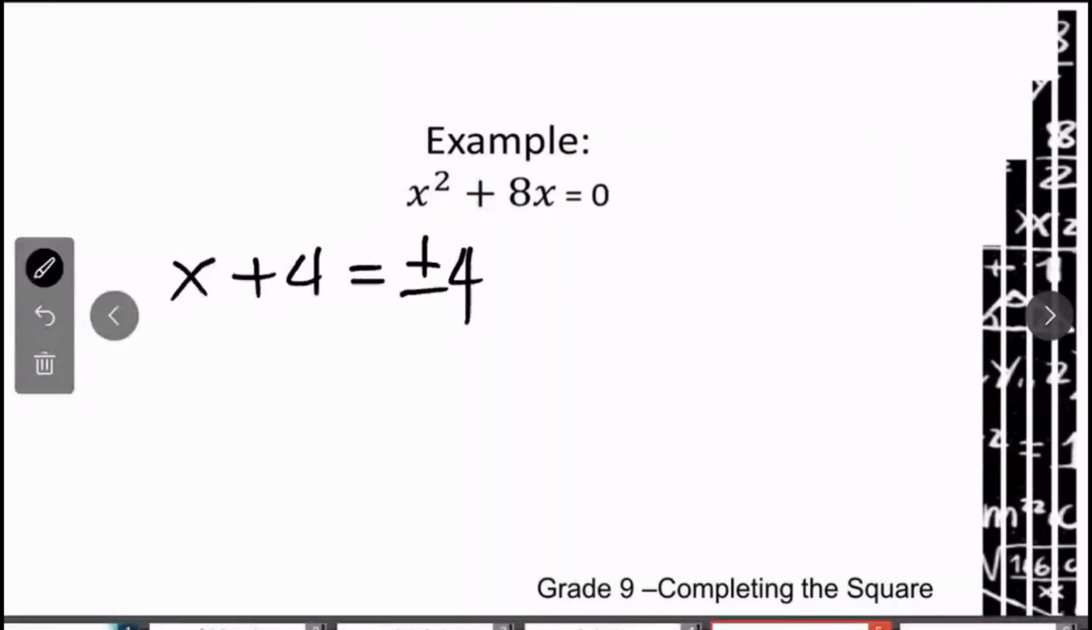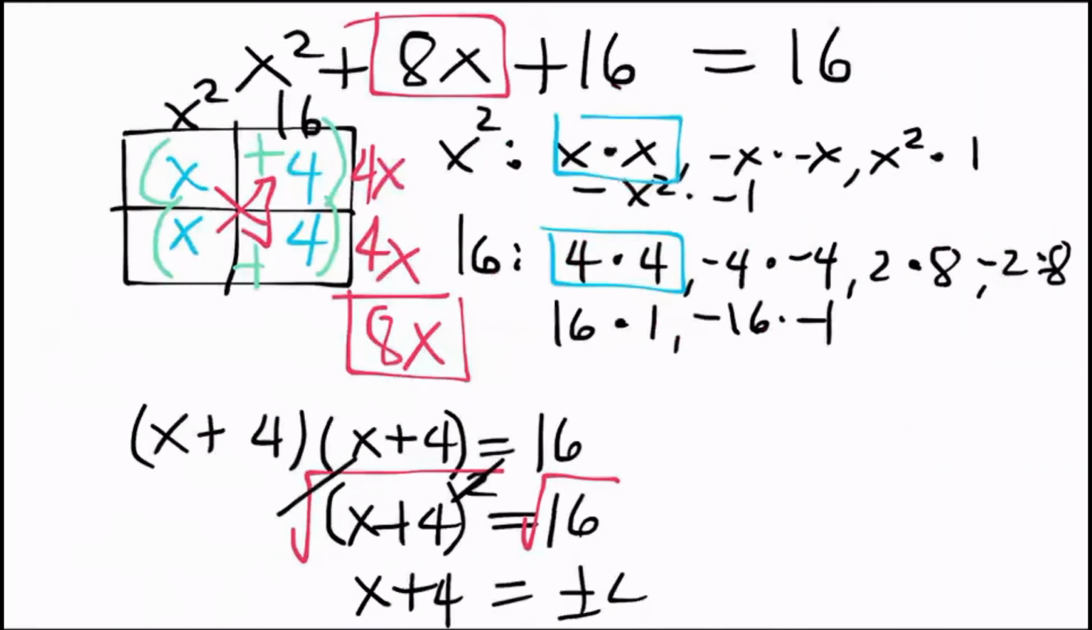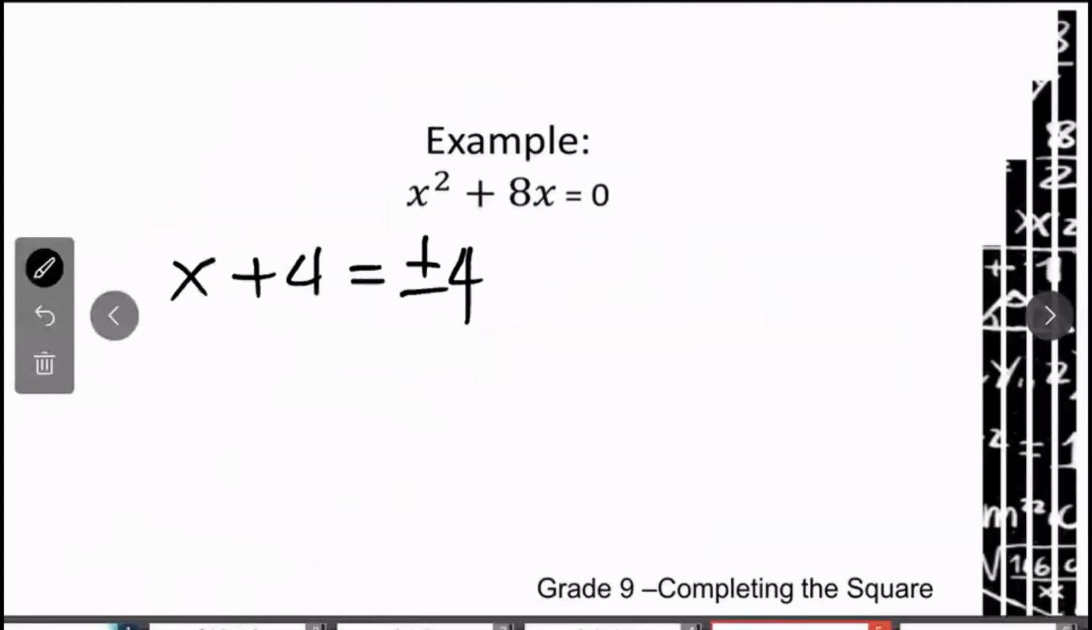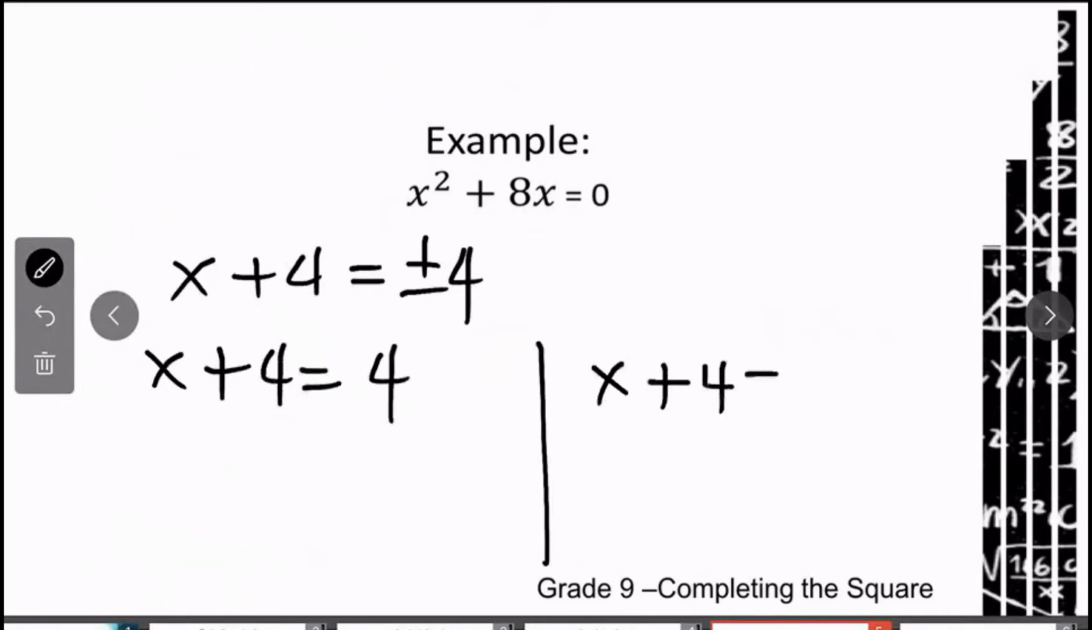Let's check kung tama yung sinulat ko. Okay. So now let us go back. So let us just separate it. We have x plus 4 is equivalent to positive 4. x plus 4 is equivalent to negative 4.